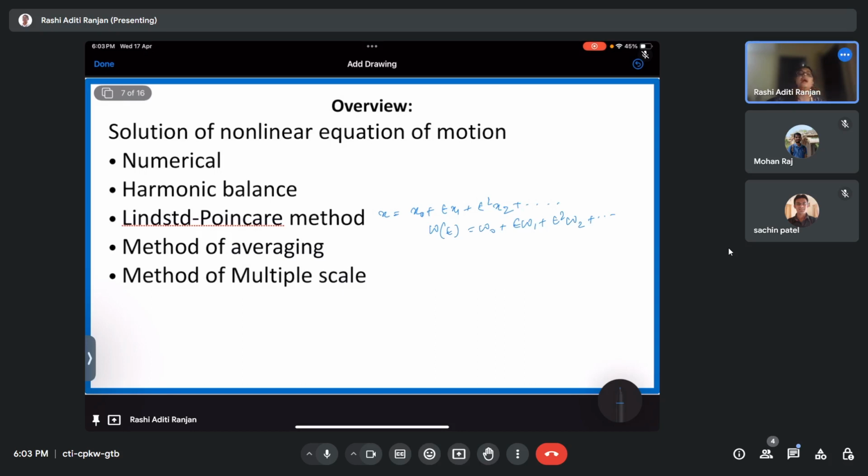So what do I do? I find the analytical solution by any of these methods, specifically the multiple scale method. By that I'll get an analytical solution. And then if I compare my numerical solution with the analytical solution, I'll get to know whether my numerical solution is correct or not. So even if you want to work on the numerical solution only, it is very essential that you work on the analytical solution in order to know whether your numerical solution is correct or not.